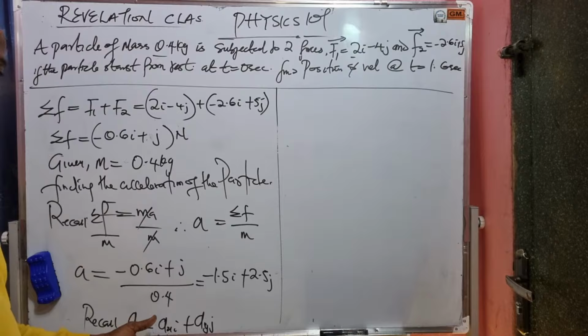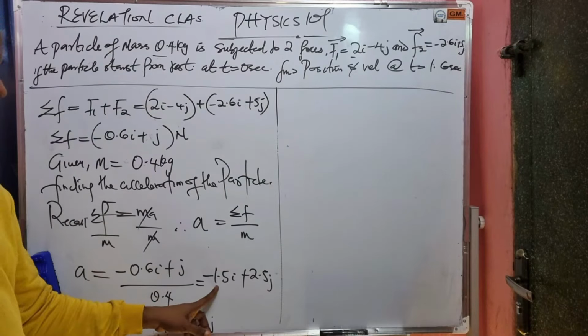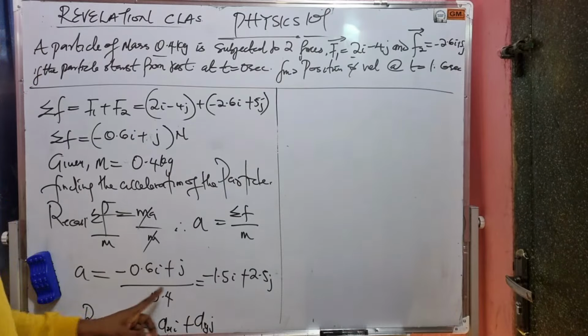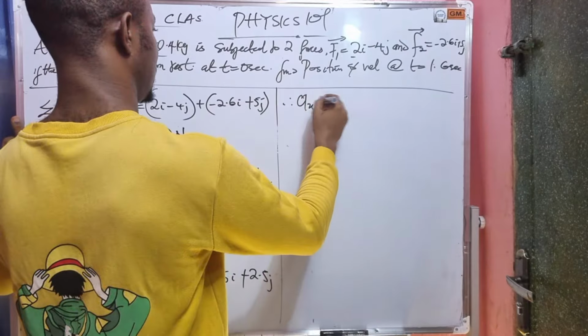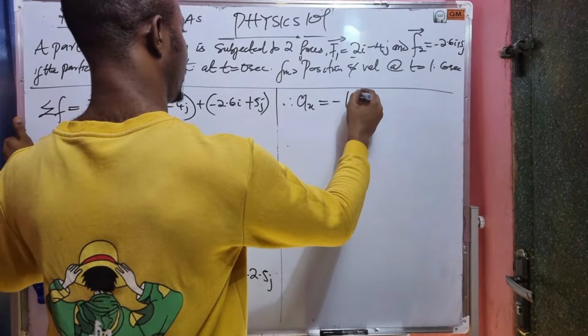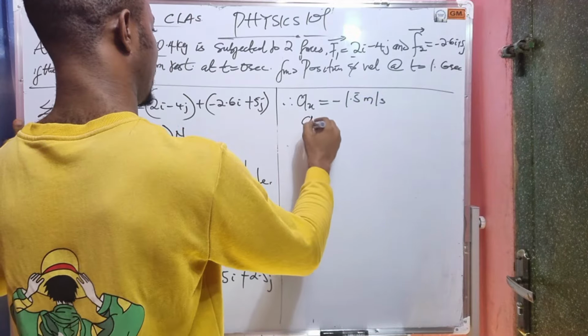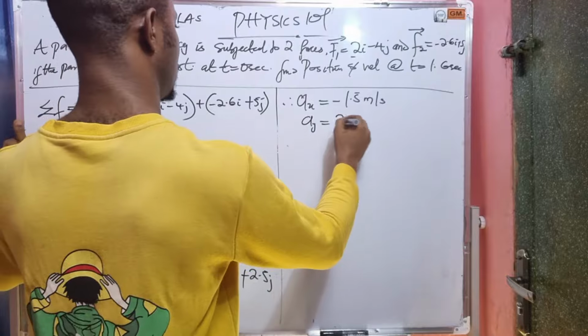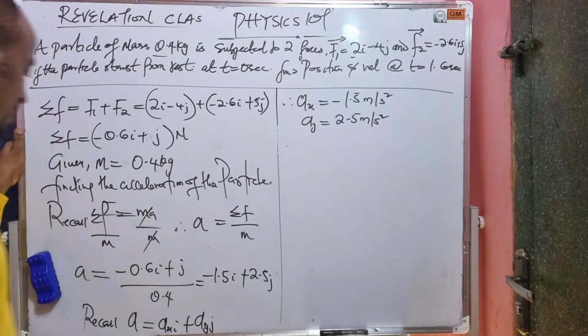Every vector can be represented in this form. We call this position vector form. For acceleration, it is AXi plus AYj. So our X component of this acceleration is minus 1.5, while the Y component is 2.5. Therefore, we can see that our AX is simply minus 1.5 meter per second squared, while our AY is about 2.5 meter per second squared.